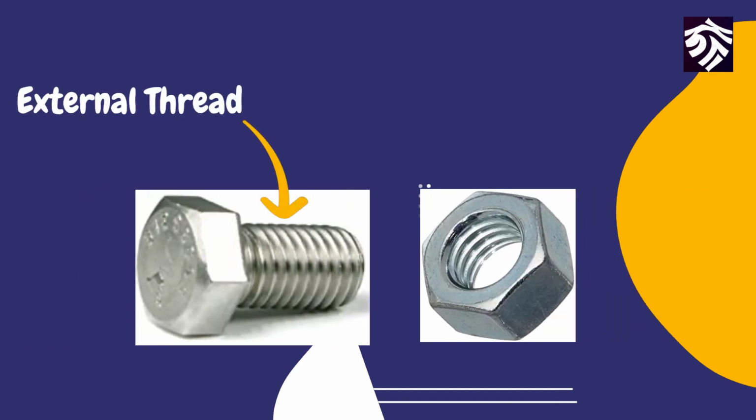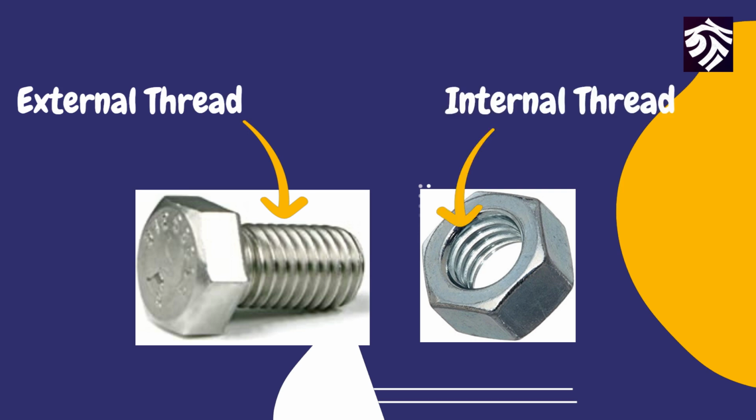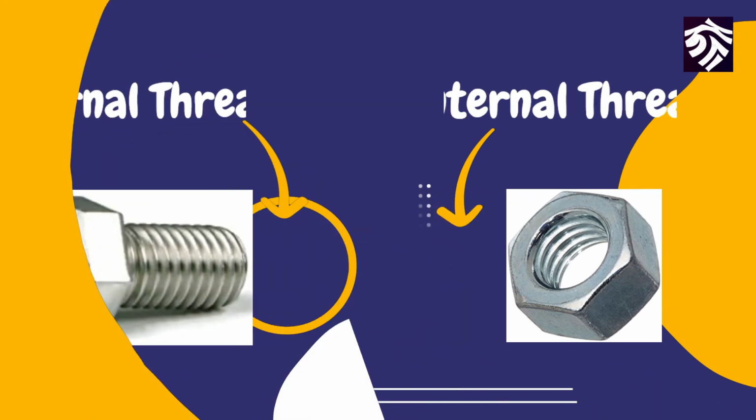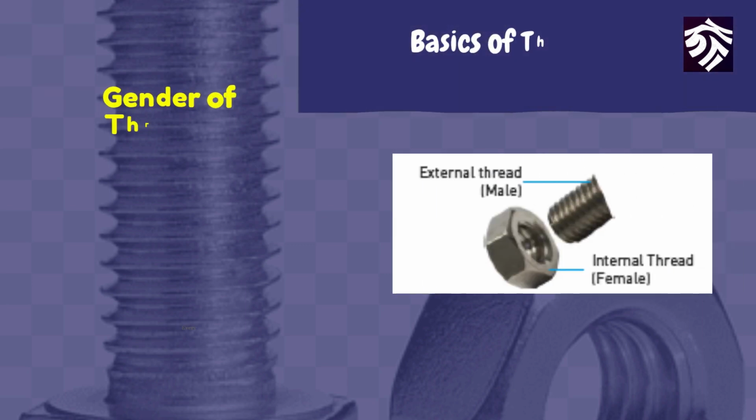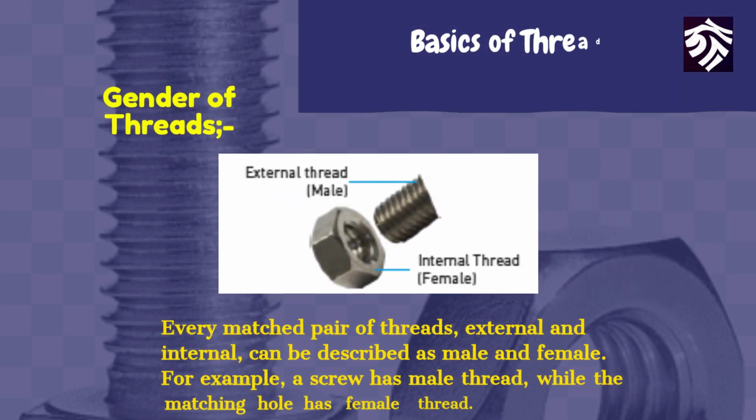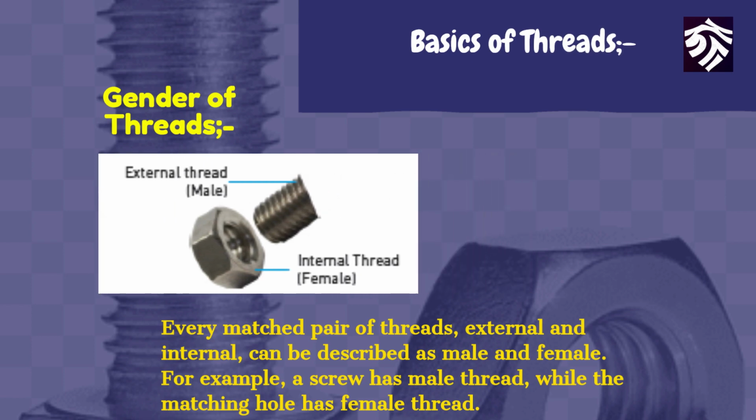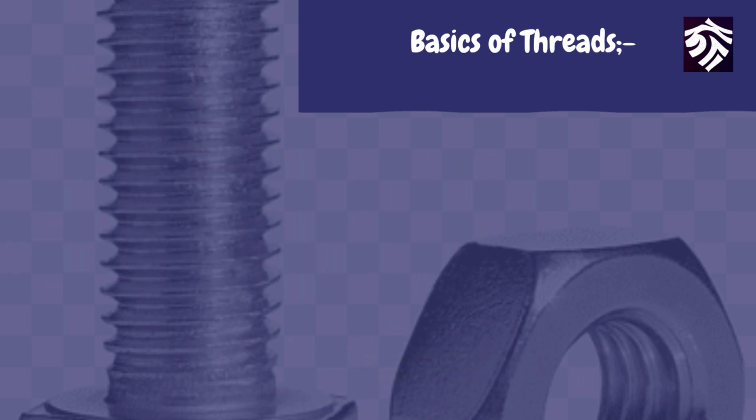The thread can be external, such as on a bolt or screw, or internal, such as inside a nut. A screw thread is the essential feature of the screw, as a simple machine and also as a fastener. Before moving further, it is very important to understand the basics of threads. First of all, let's talk about gender of threads. Every matched pair of threads, external and internal, can be described as male and female. For example, a screw has male thread, while the matching hole has female thread.